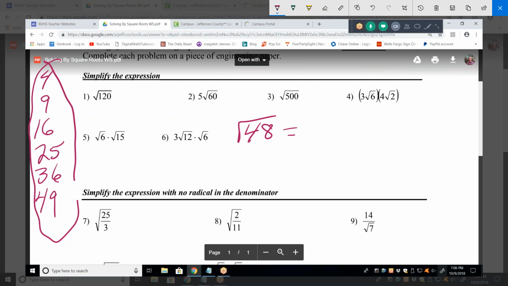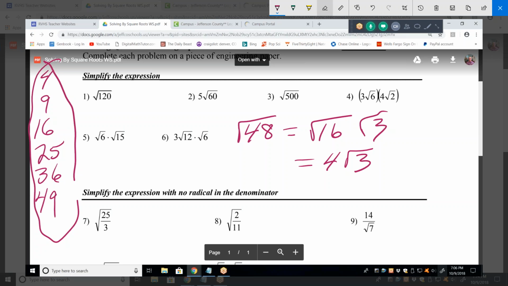I would say, what perfect squares would go into that? You have 3. Oh, 16. Or wait, no, that's the biggest one. And that's what you want. You want to do it this way, because that immediately becomes 4 root 3.